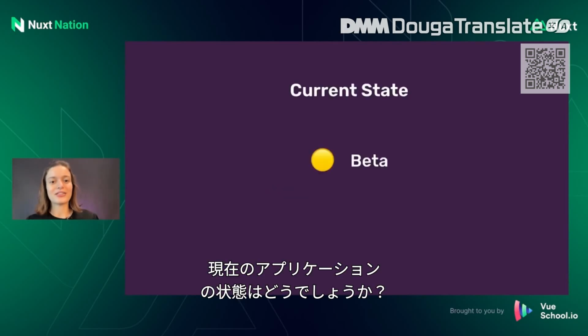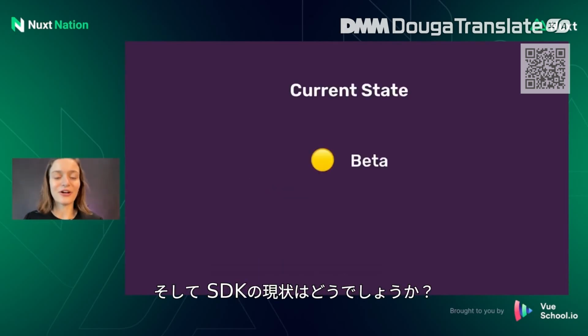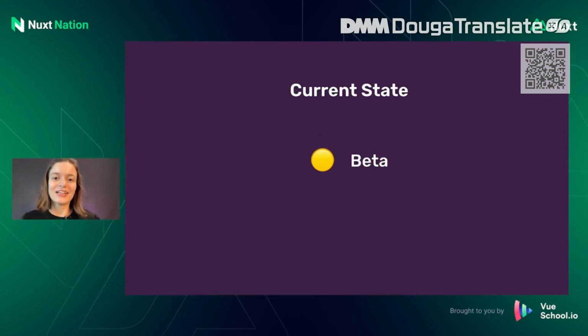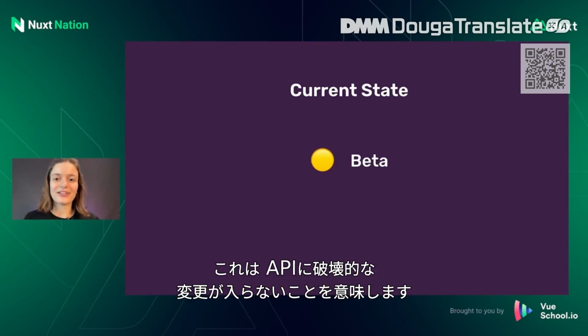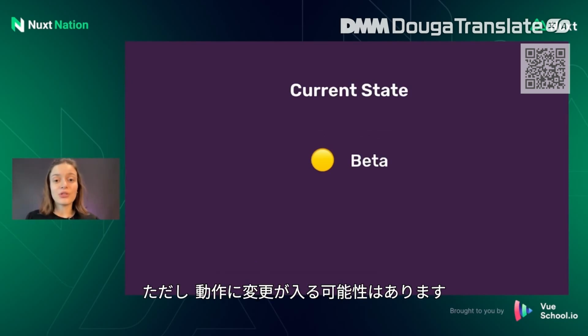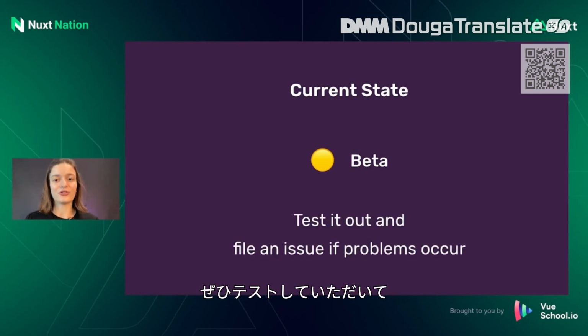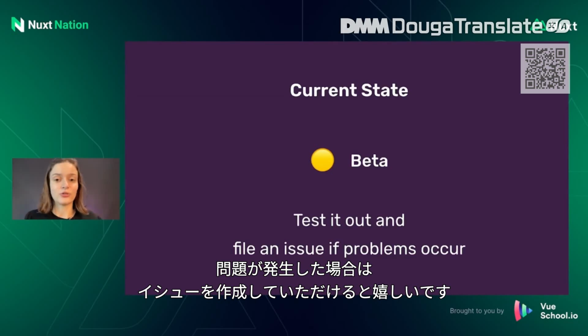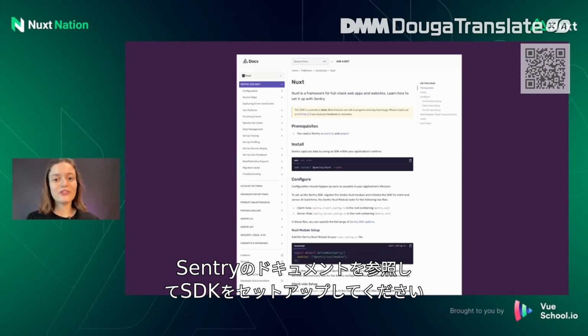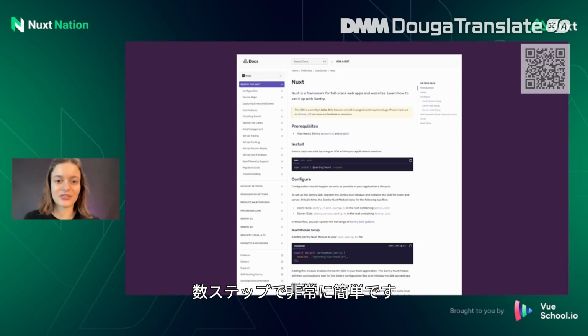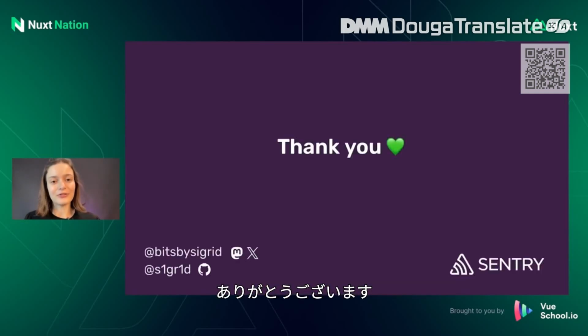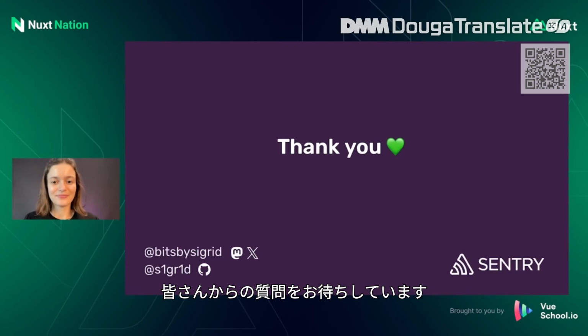So what's the current state of the application? And what's the current state of the SDK? The SDK is currently in beta, so this means that the APIs won't get breaking changes anymore, but there can be changes in behavior. I would be super happy if you test it out and file an issue if any problems occur. Feel free to head to the Sentry docs and set up the SDK. It's really just a few steps and super easy. Thank you, and I'm curious for your questions.